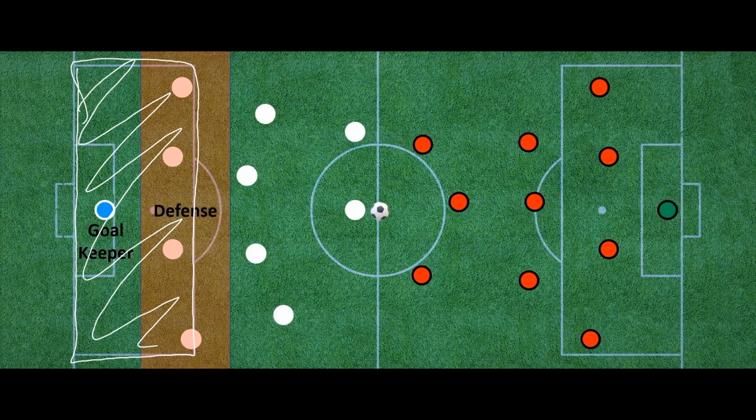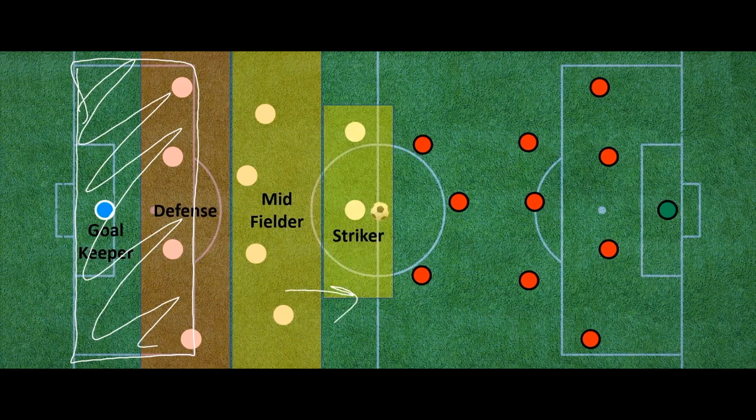Now these 4 players are called defense. Their job is to protect against the opponent scoring goals. These are called midfielders. Their job is to protect the goal as well as move the ball forward. And then these 2 are strikers, and their job is to score the goal.